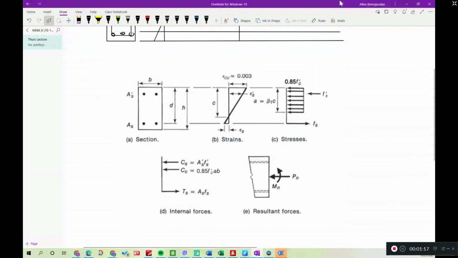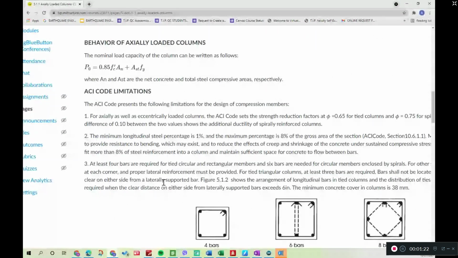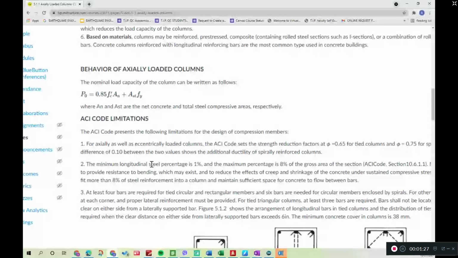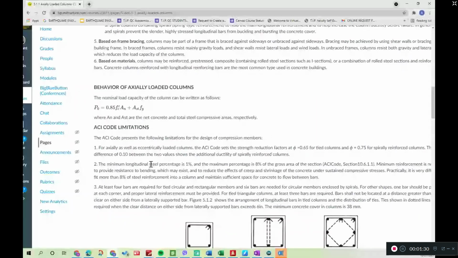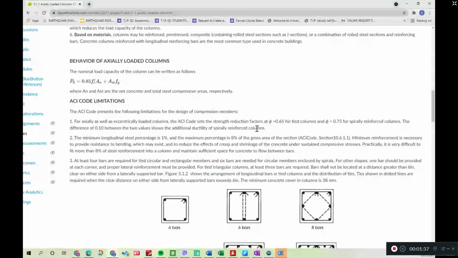Now let us consider ACI code limitations. The ACI code presents the following limitations, as well as for eccentrically loaded columns. The ACI code sets the strength reduction factor at 0.65. Meaning this is not the reduction factor. This is the translation from the 0.85, it is really a translation.